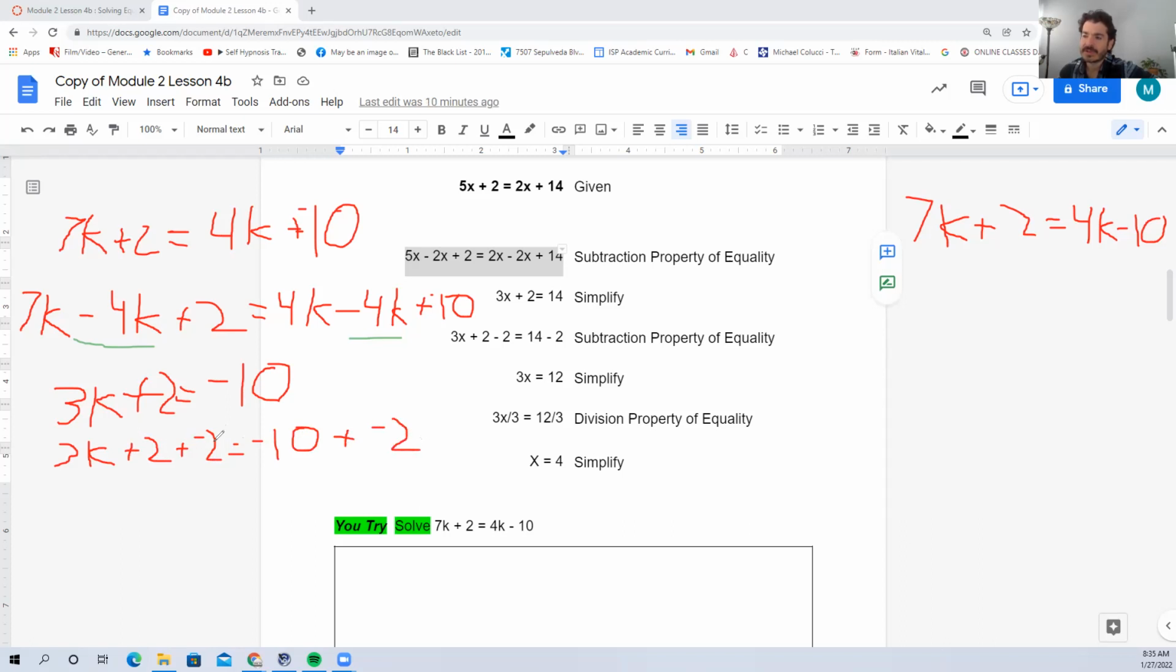So the 2 plus the -2 becomes 0. Now I'm left with 3k. I'm choosing to work with the 2 because at this point I'm trying to get the k all by itself. And we've done this. So a -10 plus a -2, is it a party or is it a war? It's a party because the signs are the same. So I'm going to add.